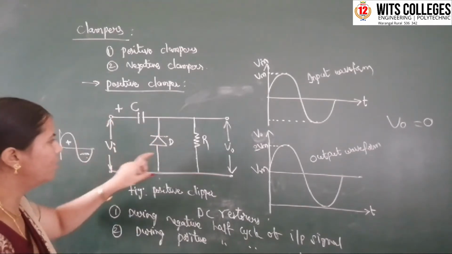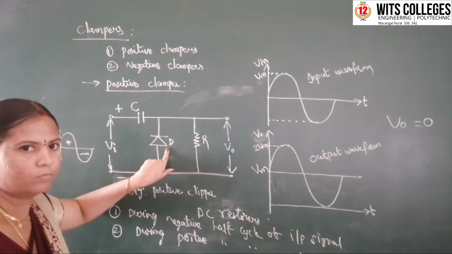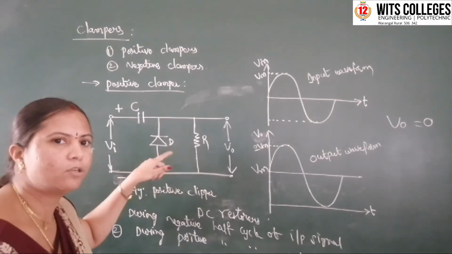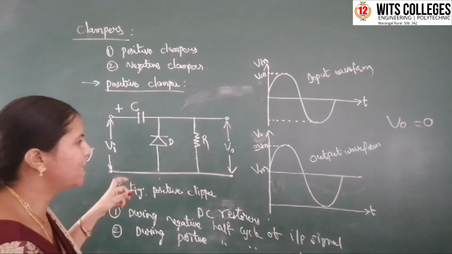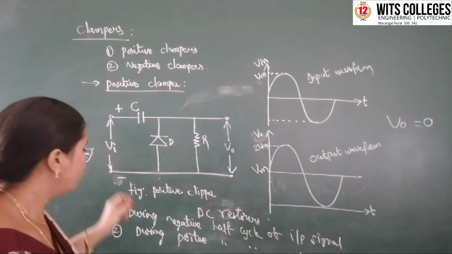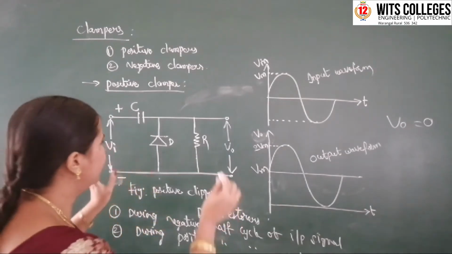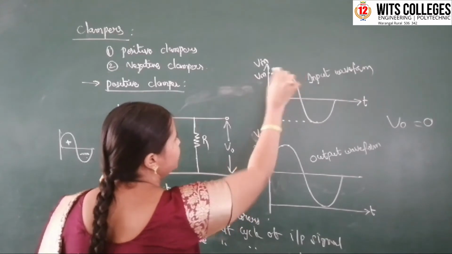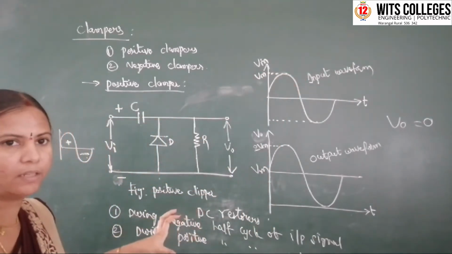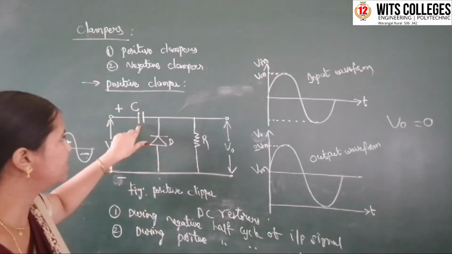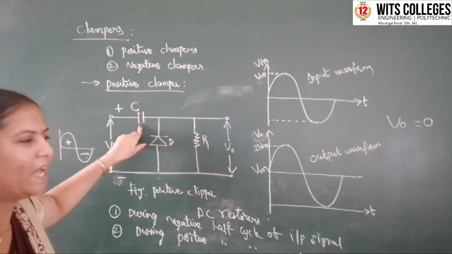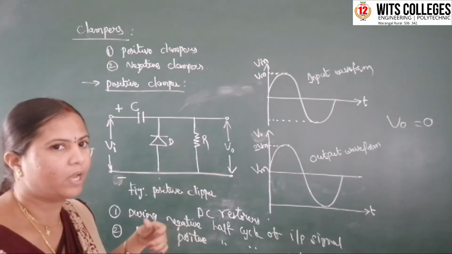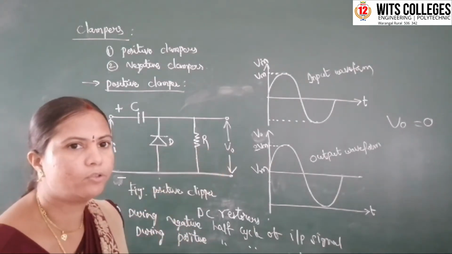In this mode, the diode is in reverse biased mode. That means the diode acts as an open switch. During the negative half cycle, the capacitor C is going to be charged up to the maximum voltage Vm, but during the negative half cycle the clamper output voltage V0 equals 0.